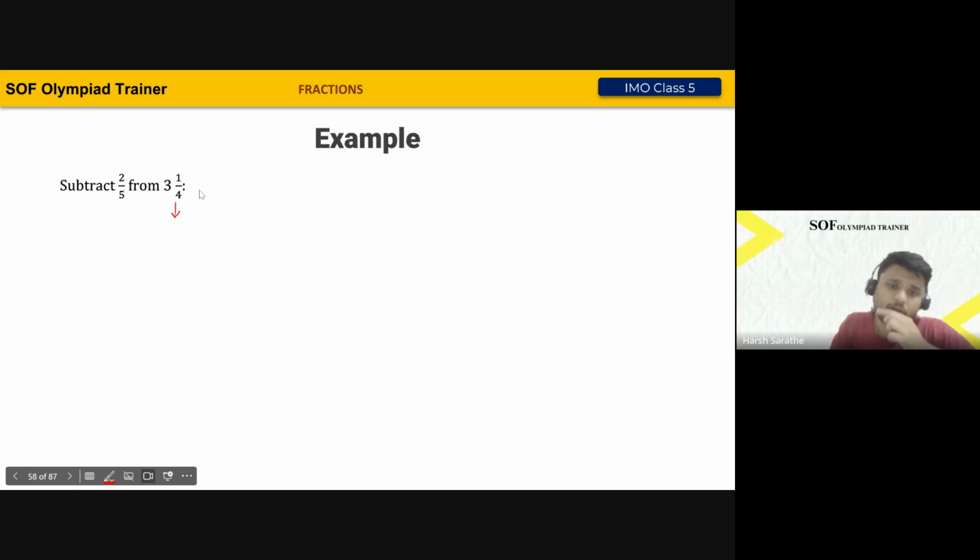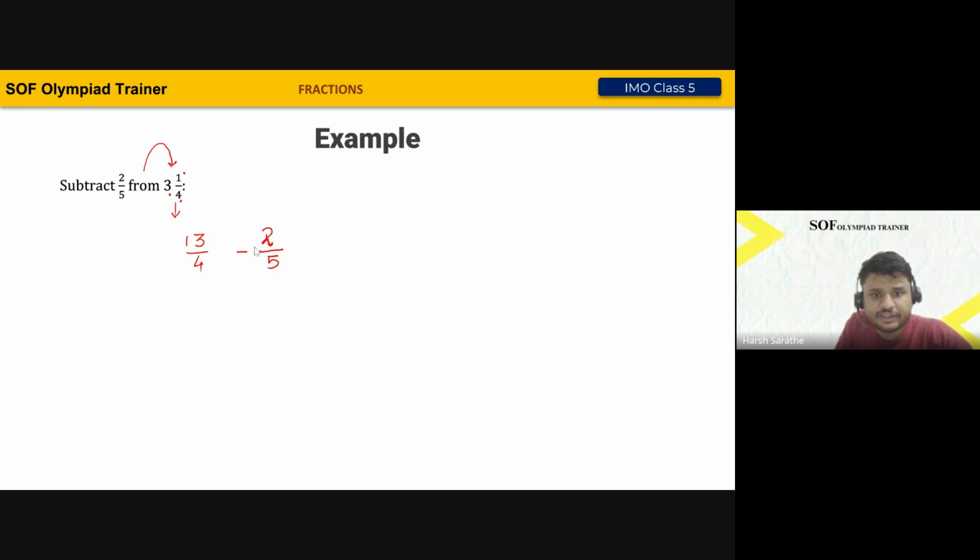So now, again, whatever number is written after the "from", you should write it first. So now it will be 4 times 3 is 12, and 12 plus 1 is 13. So it will be 13 by 4. And the second fraction is 2 by 5, which we will write as it is. Okay. And we need to subtract. What is the LCM of 4 and 5, beta? Fast, tell me.